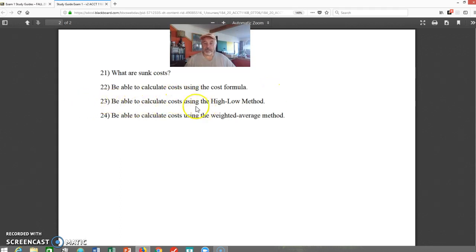Ignore number 23. We did not show you how to do the high-low method, so you do not have to worry about 23 whatsoever. And then number 24, calculating cost using the weighted average method. That is doing the equivalent units, finding the cost per unit for each component, and then multiplying it out.